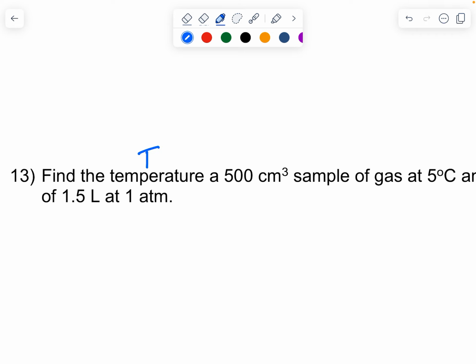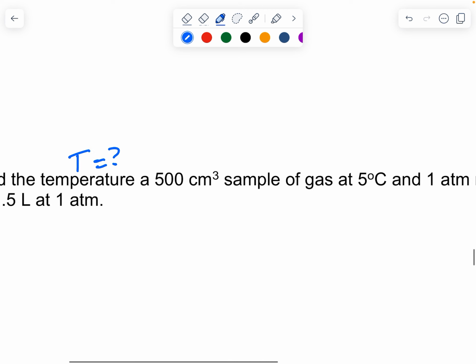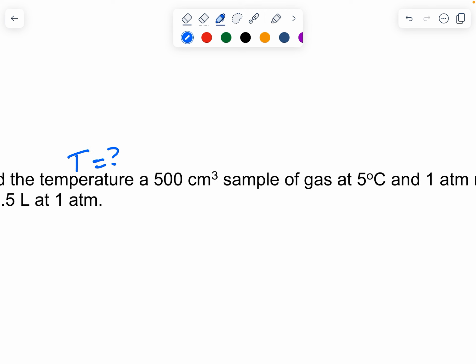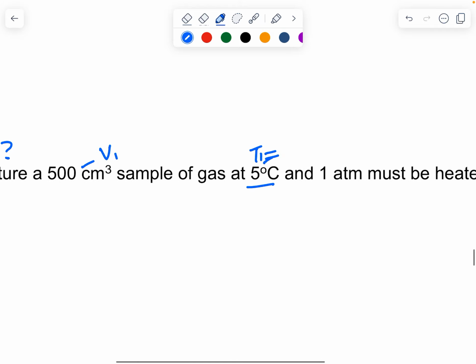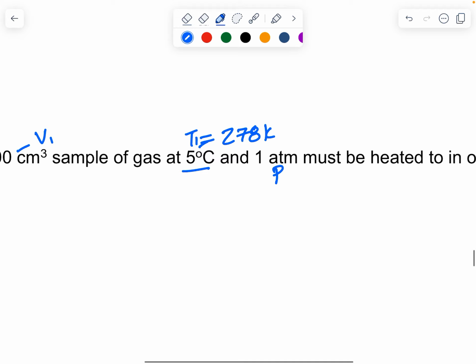So I know that I'm looking for a temperature of a 500 centimeter cubed sample of gas at 5 degrees Celsius. Well, 500 centimeters cubed, that is a volume. We're going to call that volume 1. And the sample of gas is 5 degrees Celsius, so that's going to be temperature 1. And I know from watching the other videos and doing a lot of these that I can't keep that in 5 degrees Celsius. That's got to be added to 273. So 273 plus 5 is 278 Kelvin. And 1 atmosphere is P1.